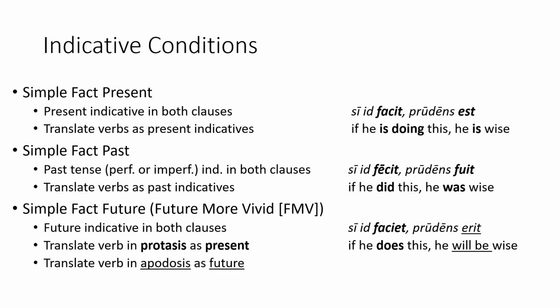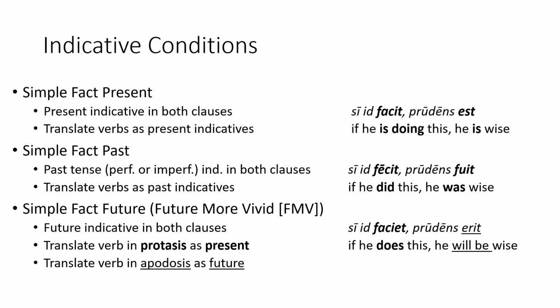As mentioned before, there are 3 indicative conditions. The simple fact present condition has present indicative verbs in both the subordinate clause and the main clause. Both verbs are translated as present indicatives. It indicates a factual relationship between protasis and apodosis happening in the present. The sample sentence, si id facit prudens est, if he is doing this, he is wise, represents a situation where if the subject is in fact doing the indicated action, he is in fact wise.